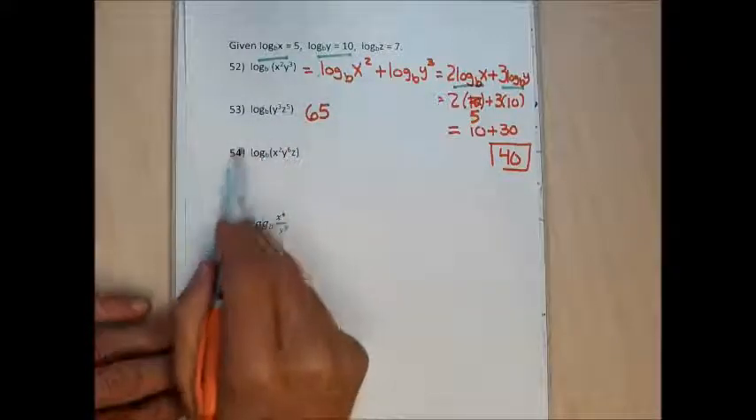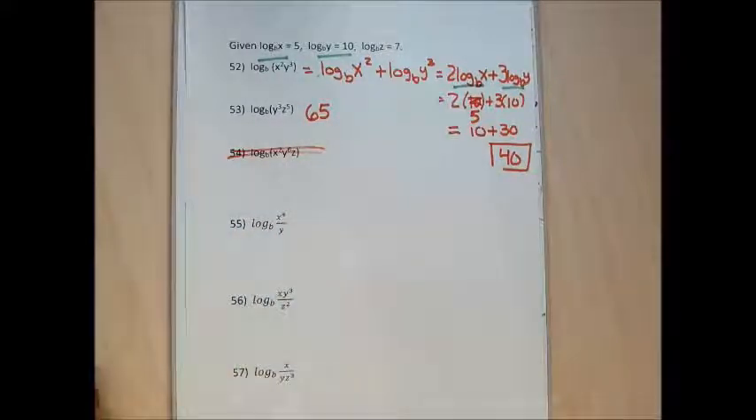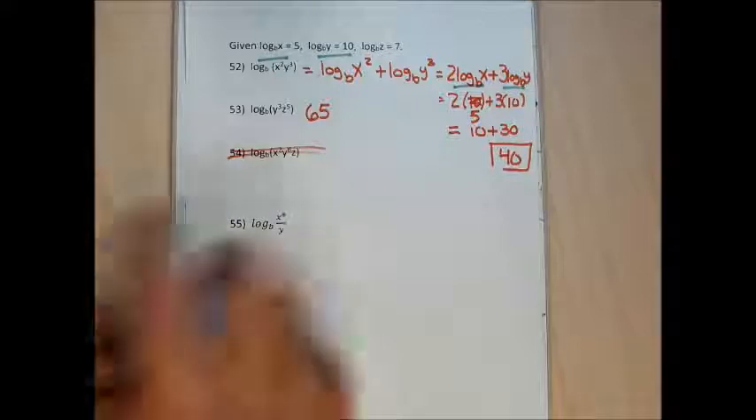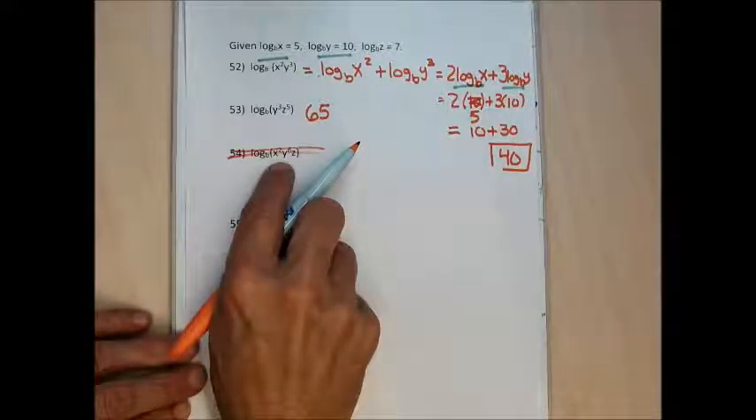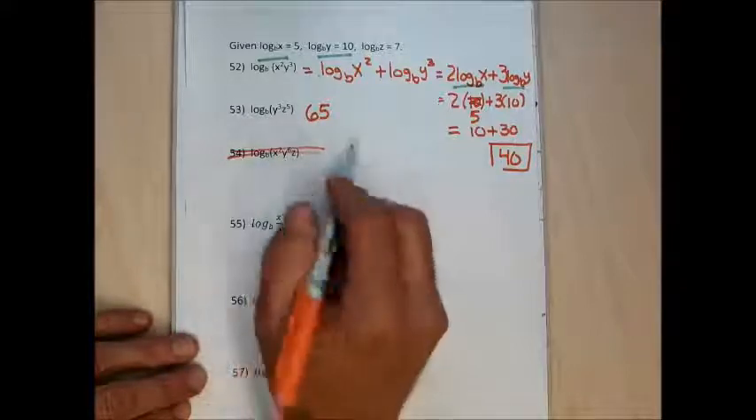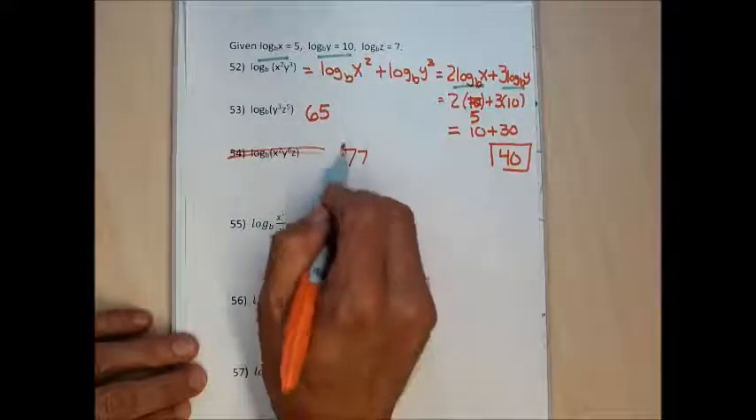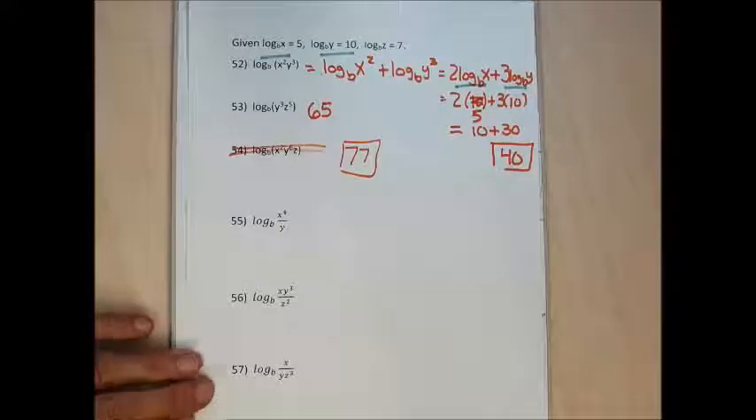I'll skip 54. We don't have to worry about this so much. And I'll jump down and do your 55, my 56, and I'll leave your 57. If you want to try 54, this is going to be 10, 60, 70. I think the answer is 77. So if you wanted to give it a try, it's going to be 77.